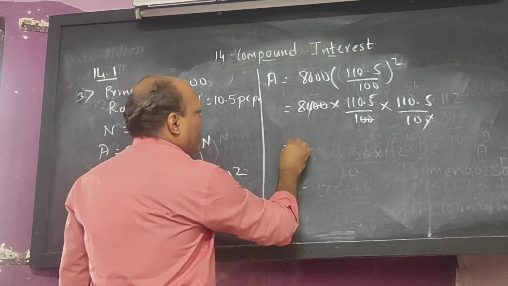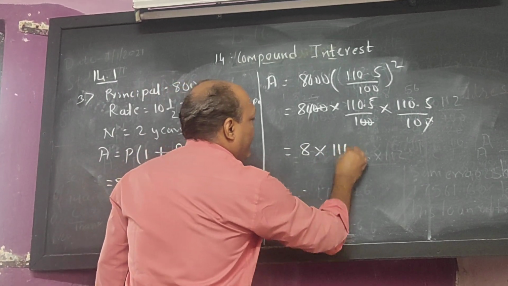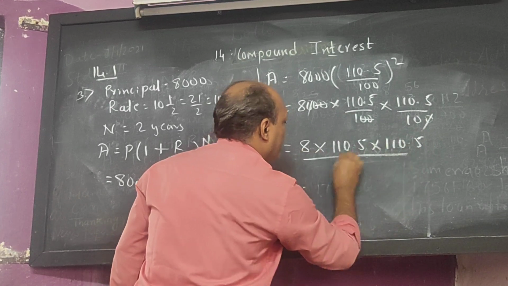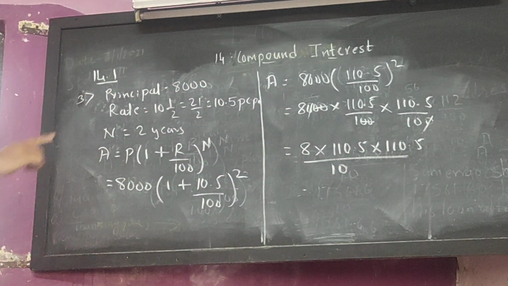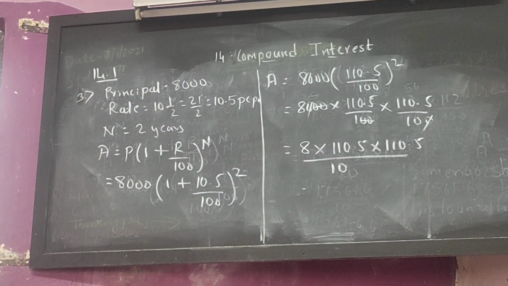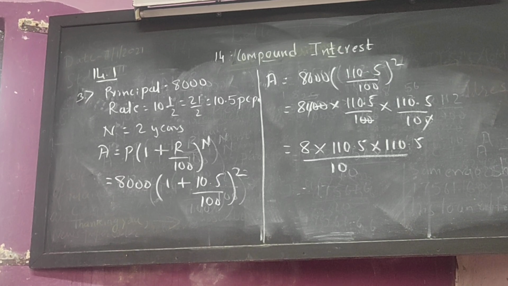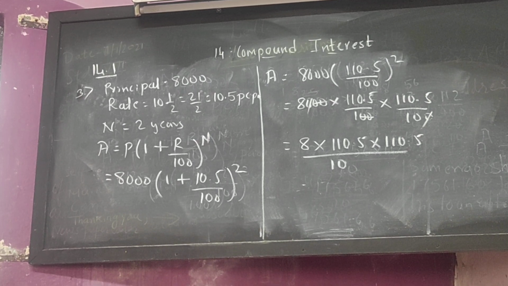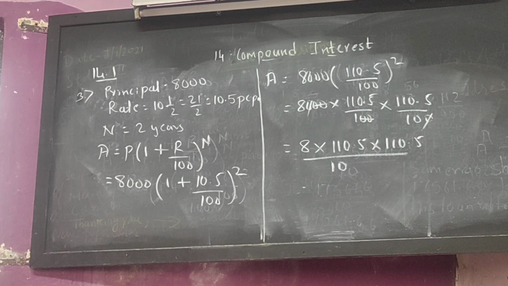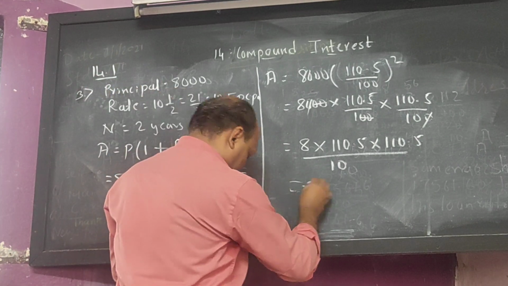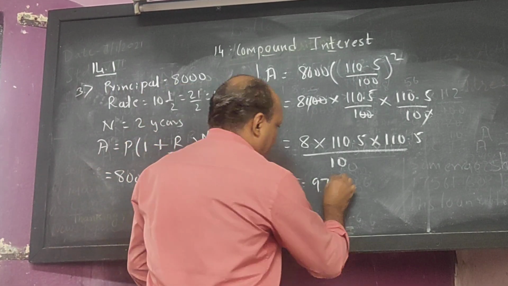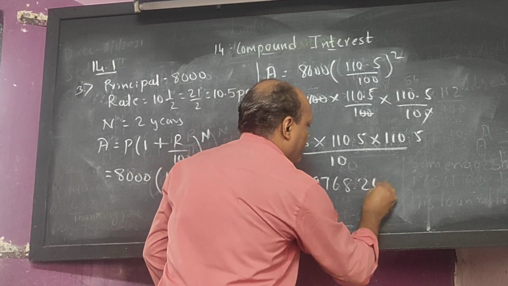Now 8 into 110.5 into 110.5 upon 10. Just multiply all the terms and divide by 10. When you divide by 10, you are going to get the answer. So let's multiply properly: 8 into 110.5 into 110.5 divided by 10. So your answer will be 9768.20.